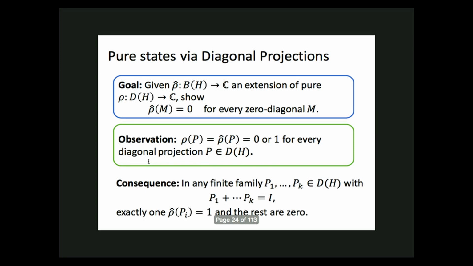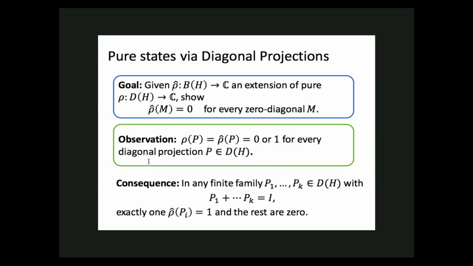And so the consequence of this observation is, if you have a finite family of diagonal projections that add up to the identity, which just means you have a partition of the integers into finitely many parts, let's say k parts, and you have a pure state extension rho hat, then it's equal to 1 on exactly one of these projections and 0 everywhere else. Okay, that's just by linearity. So it's easy to understand the behavior of these pure state extensions on these matrices.